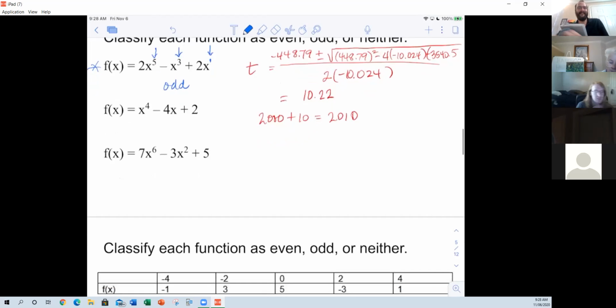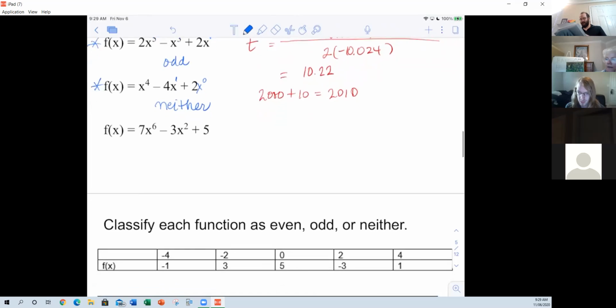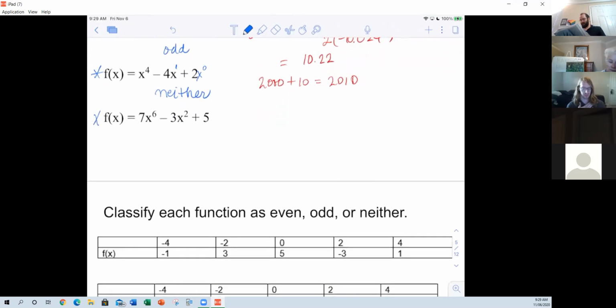Anyway, okay. So what about this one? The second one, that one is neither. I guess my mic cut. Yes, it would be neither because we've got both even and odd exponents, right? And then what about the last one? Okay, that one is even, because the one X is even, 0 at the end.